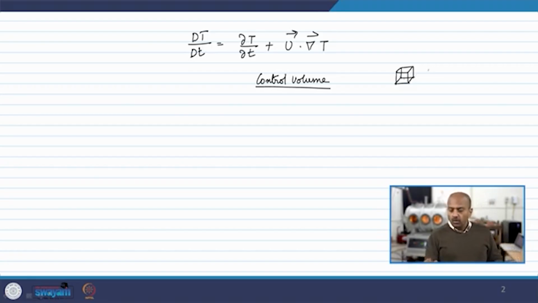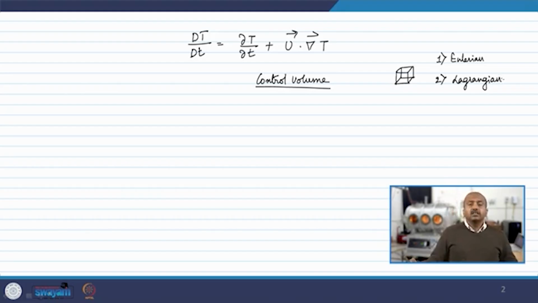So, this control volume can be of two types. Number one, an Eulerian control volume, and number two, a Lagrangian control volume. So, when we will discuss the plasma behavior as a fluid, we will write the complete set of equations which are sufficient to describe plasma. The most fundamental equation of those is the equation of continuity.